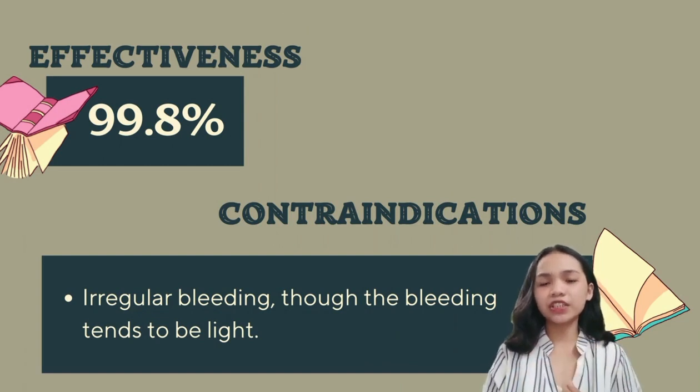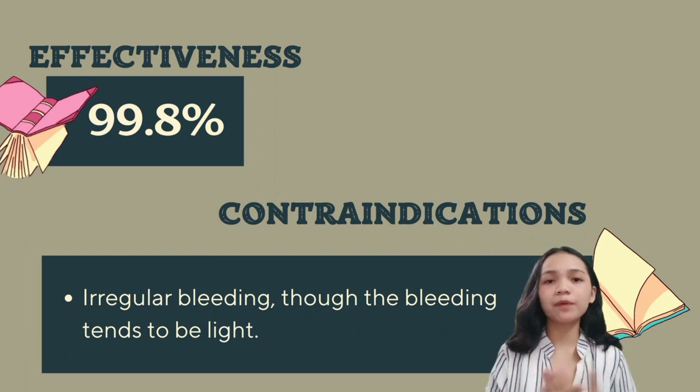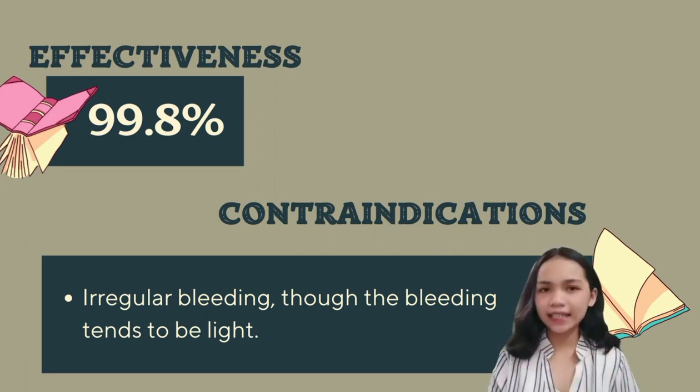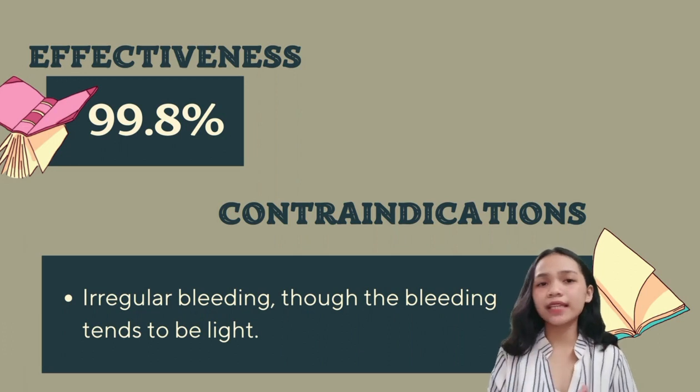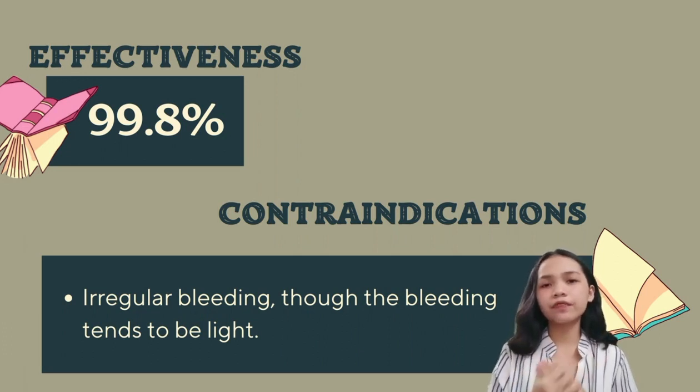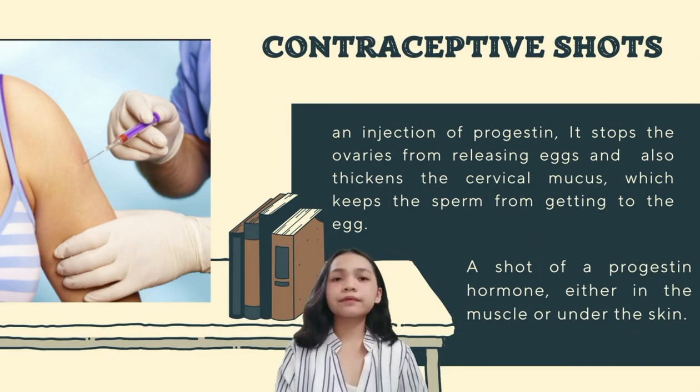Its contraindication is irregular bleeding, though the bleeding tends to be light. So it has the opposite effect from the copper IUDs. Periods typically become lighter since the lining of the uterus is thinner, and less painful with time. But then again, women may suffer from irregular and unpredictable bleeding for up to the first 6 months of use.